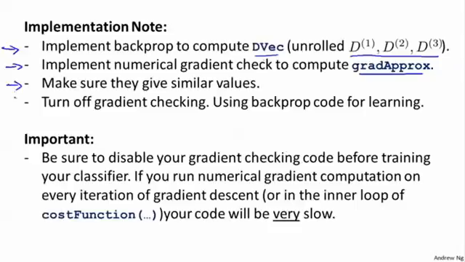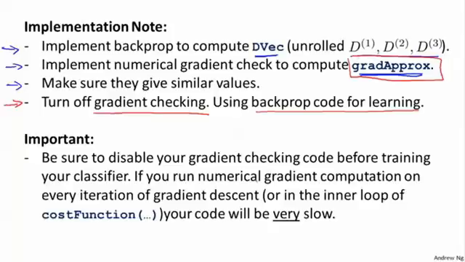Then you should make sure that dvec and grad approx give similar values, let's say up to a few decimal places. And finally, this is the important step: before you start to use your code for learning, for seriously training your network, turn off gradient checking and no longer compute grad approx using the numerical derivative formulas that we talked about earlier in this video.